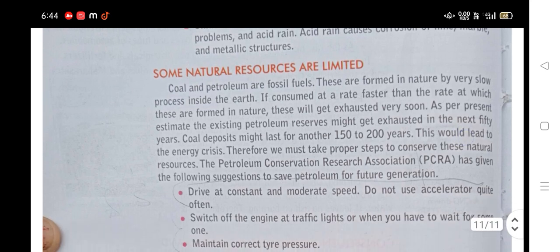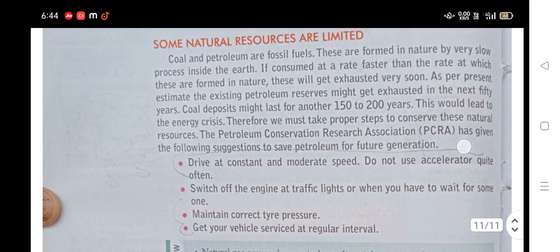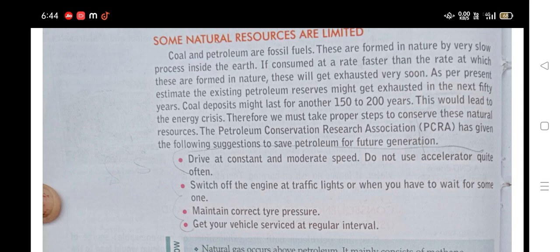Some important resources are limited. Coal and petroleum are fossil fuels. These are formed in nature by very slow process inside the earth. If consumed at a rate faster than the rate at which these are formed in nature, these will get exhausted very soon. As per present estimate, the existing petroleum reserves might get exhausted in the next 50 years. Coal deposits might last for another 150 to 200 years. This would lead to the energy crisis.